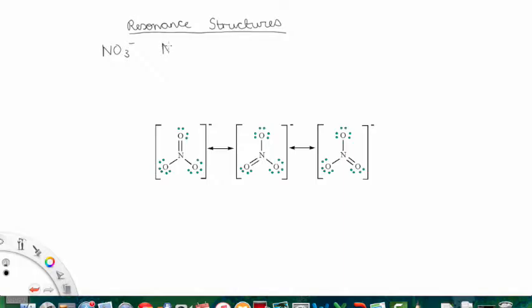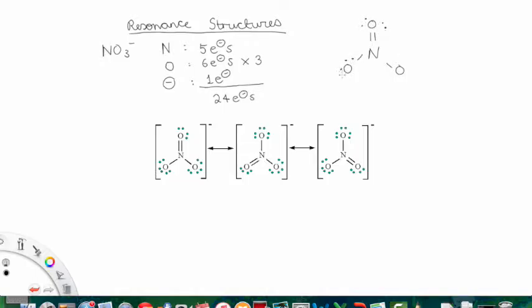We have 5 valence electrons for the nitrogen. We have 6 valence electrons for the oxygen, and we have 3 of those. And we have 1 negative charge, meaning we have 1 extra electron. When you sum those up, you get a value of 24 electrons. Following the rules of drawing resonance structures, which we covered previously, we can draw this out as NO3, where the only way for all 4 atoms to have an octet is to include 1 double bond.